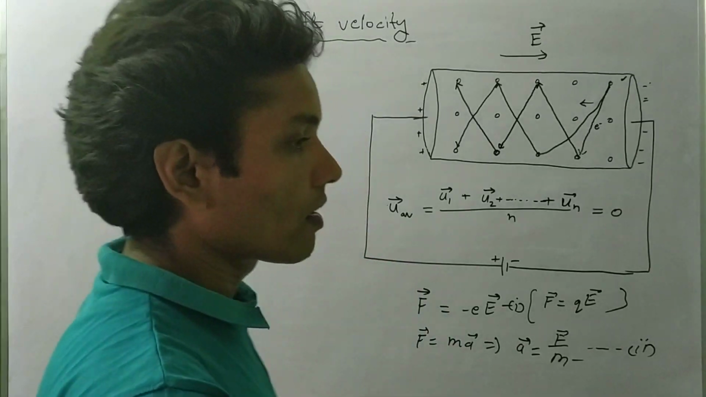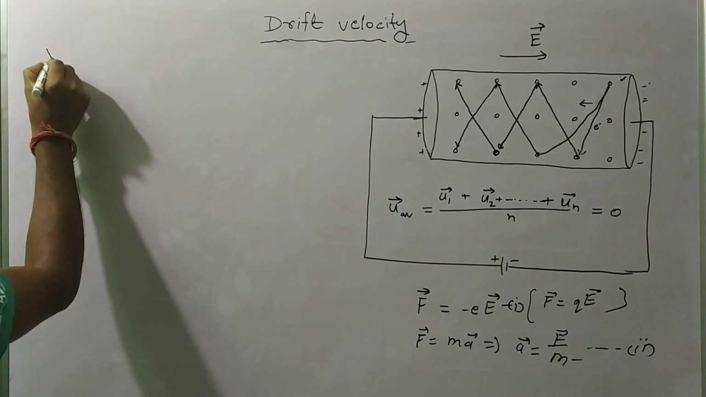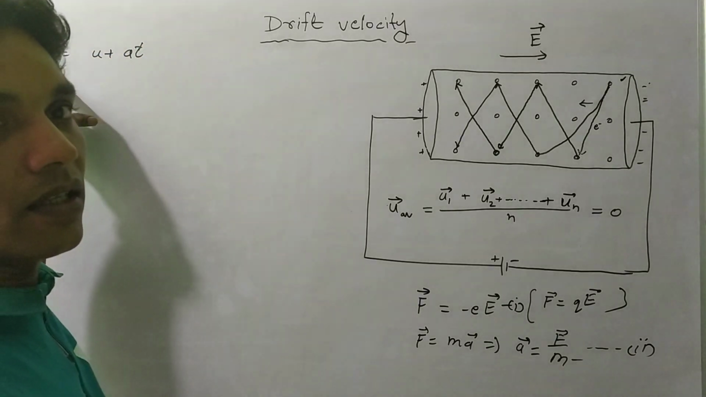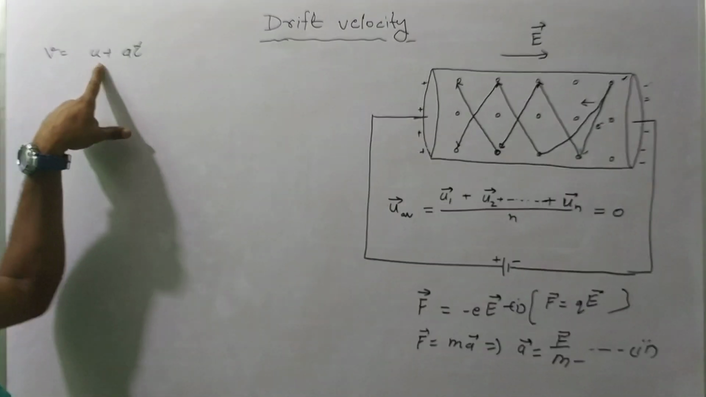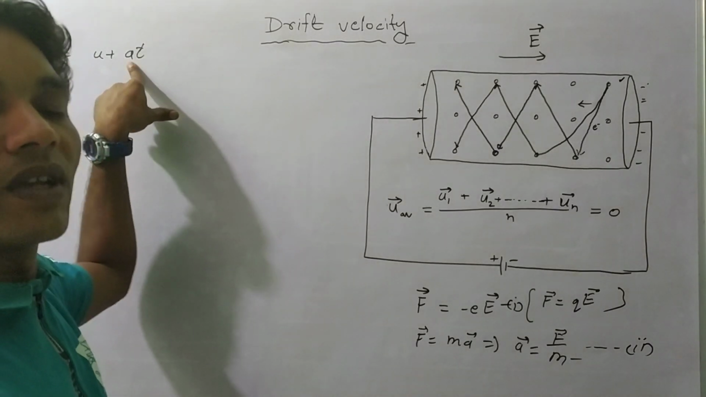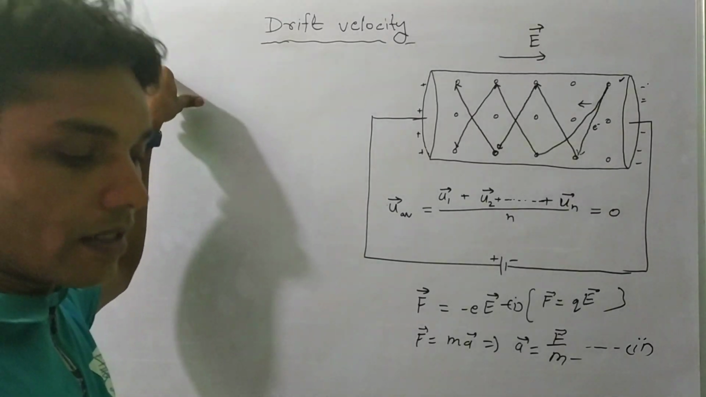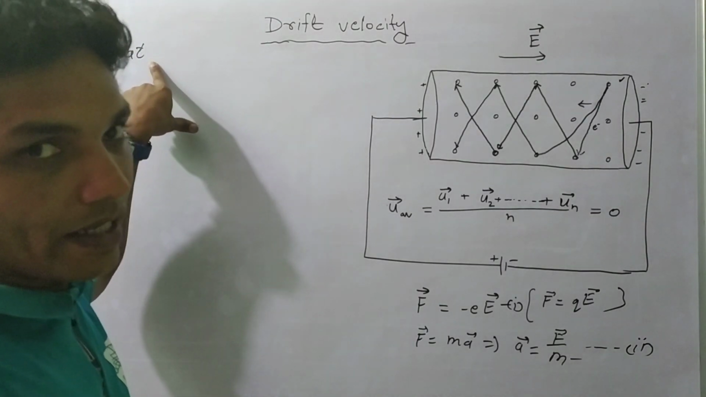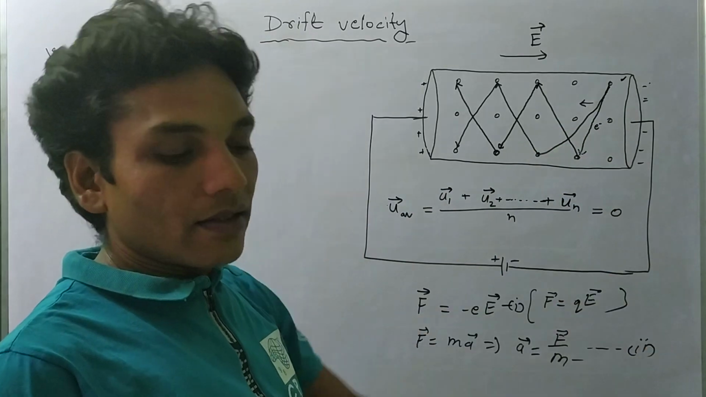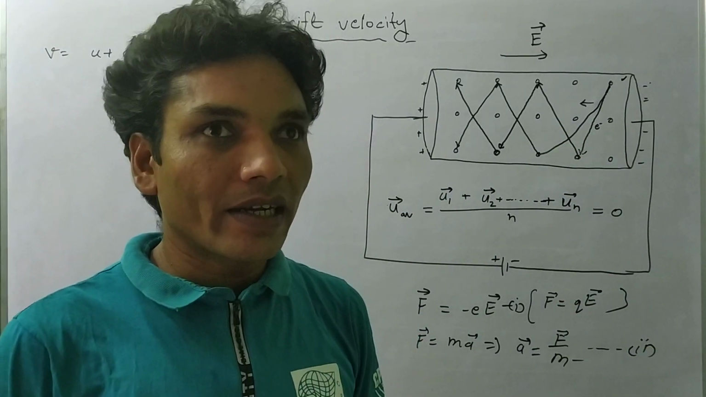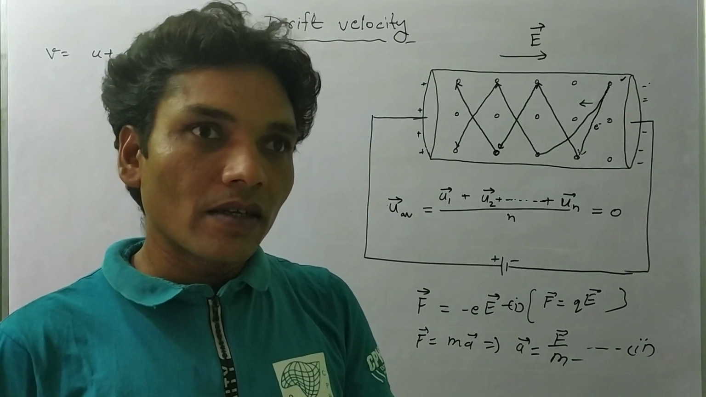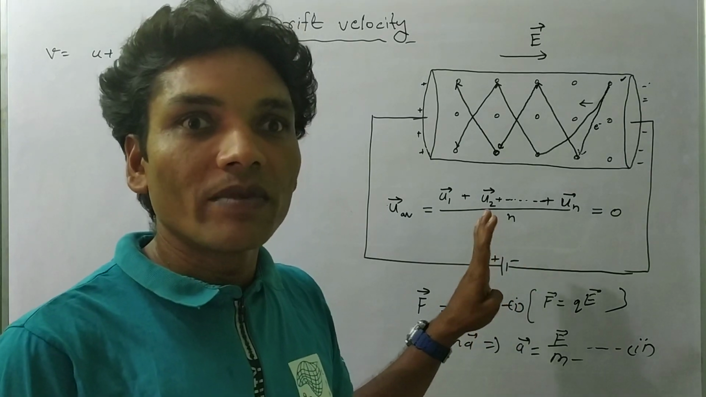The first equation of kinematics is V equal to U plus A tau, where V is the final velocity of the moving particle, U is the initial velocity of the moving particle, A is the acceleration of the moving particle, and tau is the time taken by the moving particle. Here, in the case of this conductor, in the absence of an external electric field, the thermal velocity will be there for the electrons.